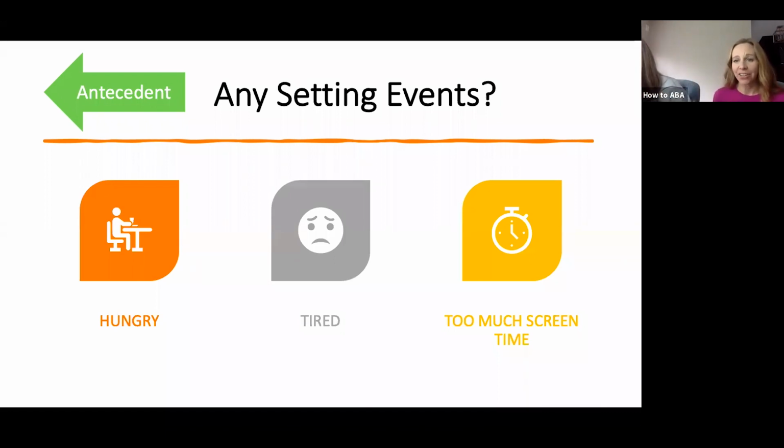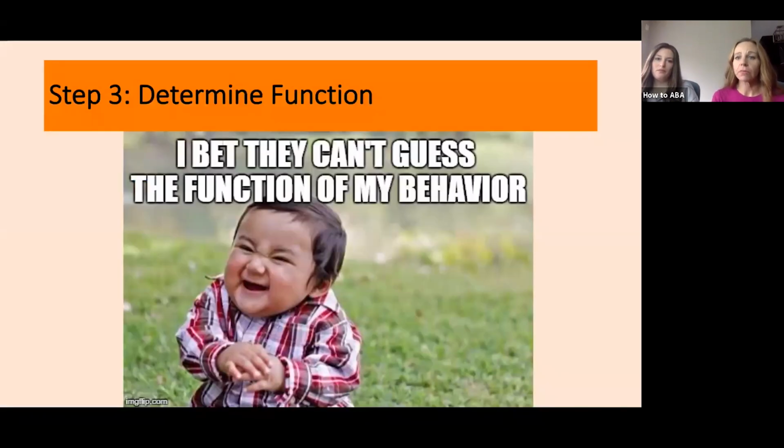Oftentimes I talk about being hangry. I don't know if anybody else gets hangry. I definitely do. And it's all about, well, feed me. And it's not about treating any type of negative behavior besides just feed me. So definitely looking at those setting events is massive. Okay, step 3 is the important part, the why, the function of the behavior.